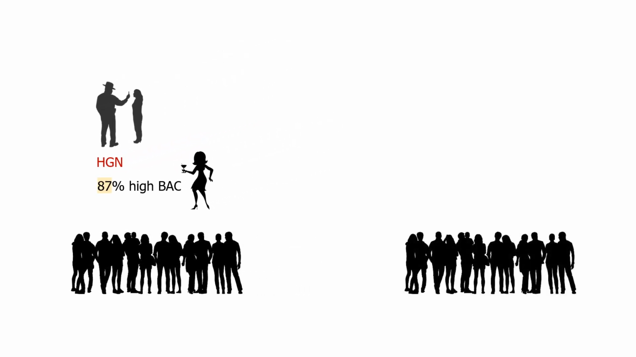Somebody says, maybe we should do it again with the control group. Scientists do another study. They split the drivers into 2 groups. One group, they give an HGN test. People who fail are arrested. As before, when people fail the HGN test, 87% have a high BAC. The orange accuracy of the HGN test, the arrest accuracy, is 87%. Pretty good.